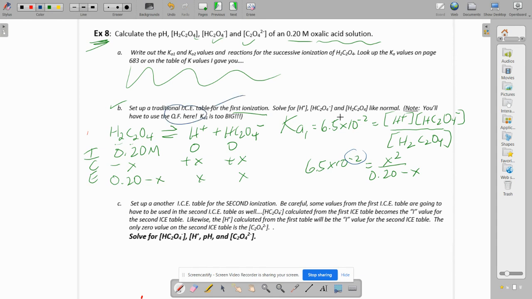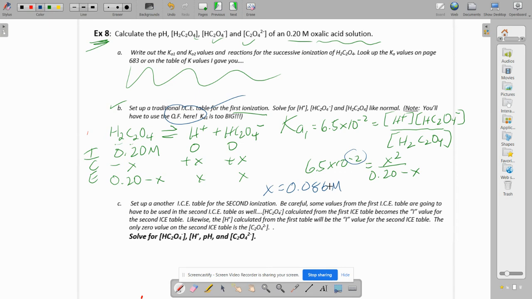Now, when I say quadratic formula, you can do it old school style or the graphing method, where you just type this into the graphing program and find the y-intercept. I don't care what method you use to solve for x. But you can't get rid of that minus x, because it would not pass the 5% rule. Now, I'm going to save us some time and just tell you that if you use the graphing method or the quadratic formula, x comes out to 0.086 molar. Okay, so that's all good.